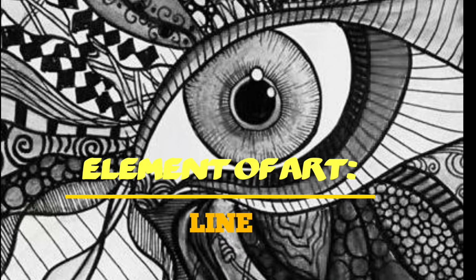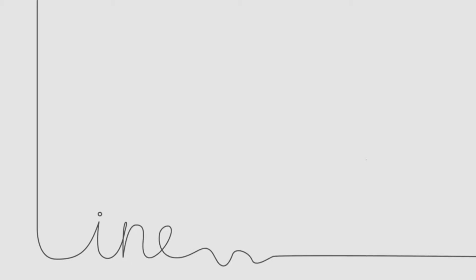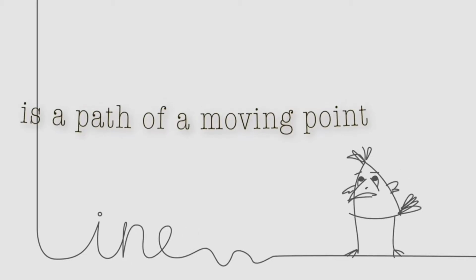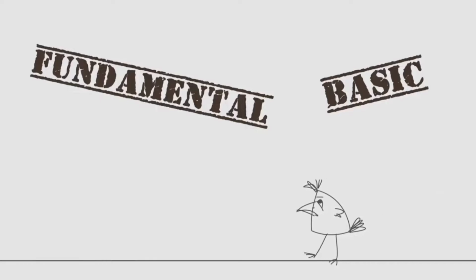Today we will be learning the 7 elements of art, and let's start with lines. Line is a path of a moving point. It is the starting place for most art creations. It is the most basic, fundamental visual element of art.